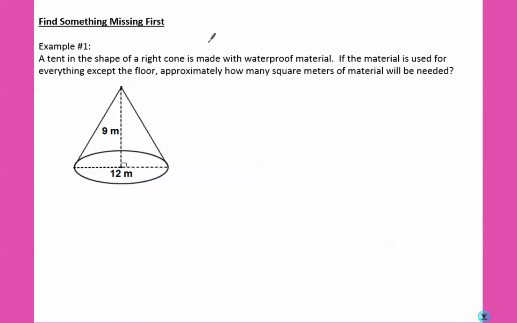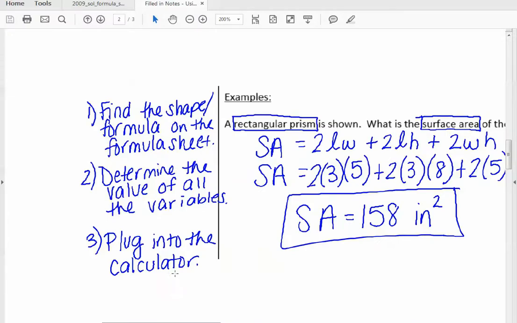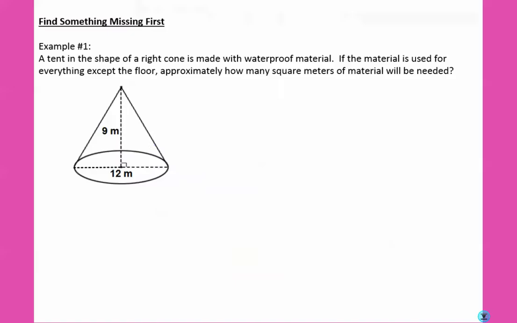So just like last class, we're going to follow our three main steps. We said that the three steps were find the shape/formula on the formula sheet, determine the value of all the variables, and plug into the calculator. Step 2 is where we're going to have some more work today. It might not be given to us. We might have to do some calculations to find them first.